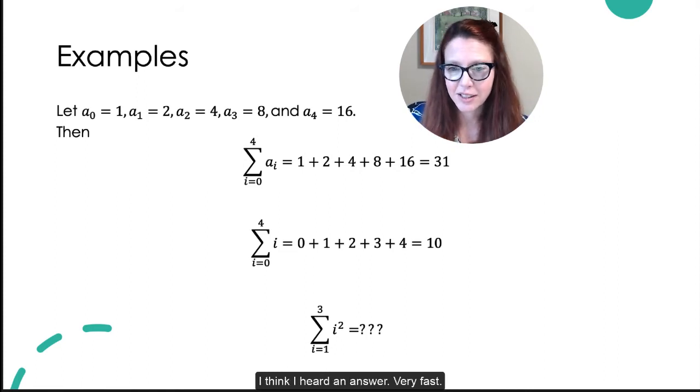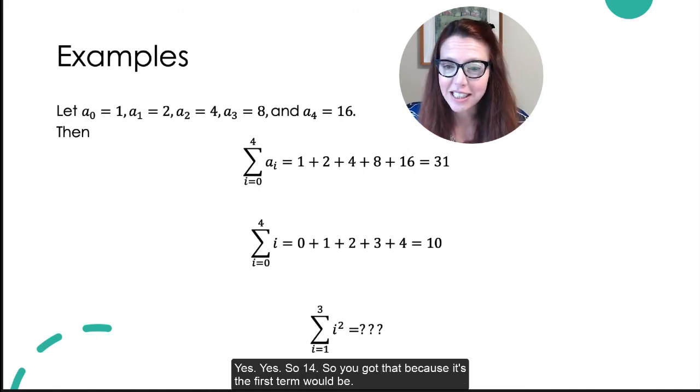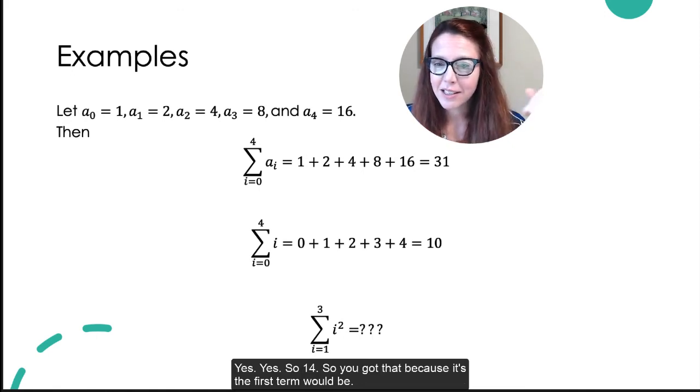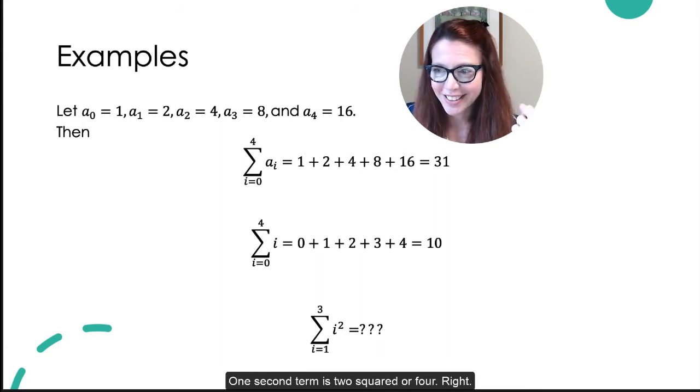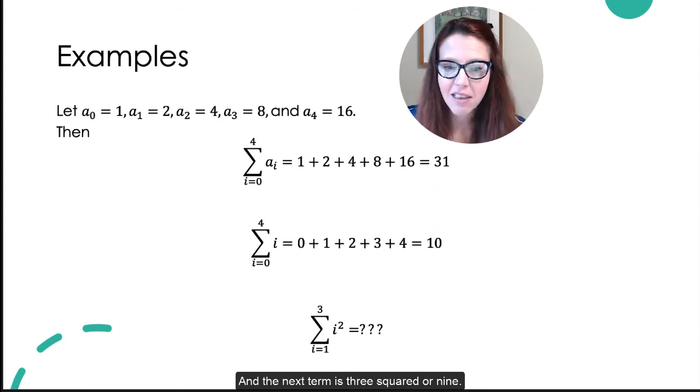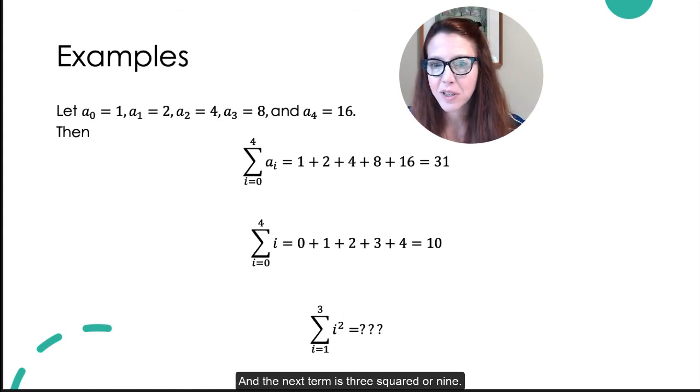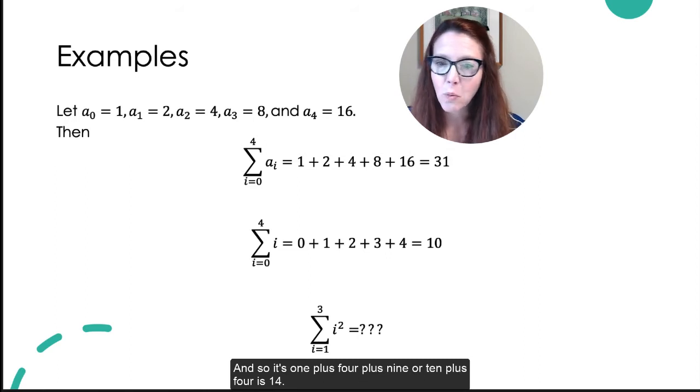I think I heard an answer. It was very fast. Yeah. So 14. And you got that because the first term would be 1. The second term is 2 squared, or 4, right? And the next term is 3 squared, or 9. And so it's 1 plus 4 plus 9, or 10 plus 4 is 14. Perfect.